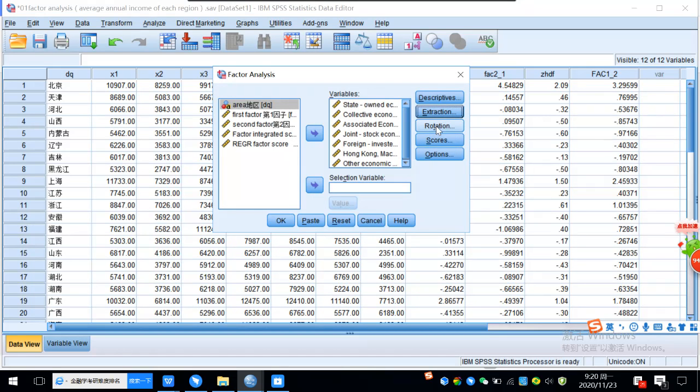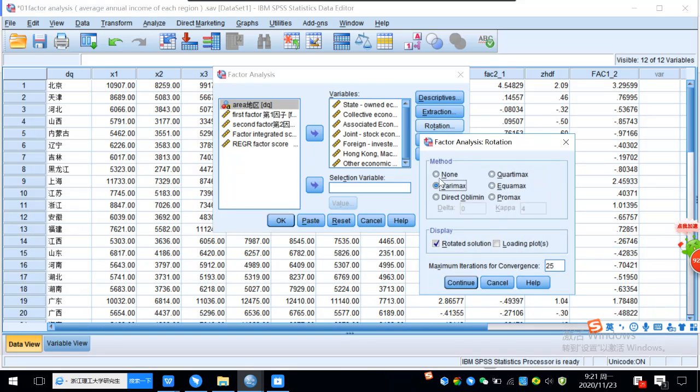Next, rotation. Sometimes when the factors are extracted, it's harder to explain them, so we need to use a rotation technique. We will change the factors so that they can be easily explained. Normally, we will use Varimax. So click here. Continue.